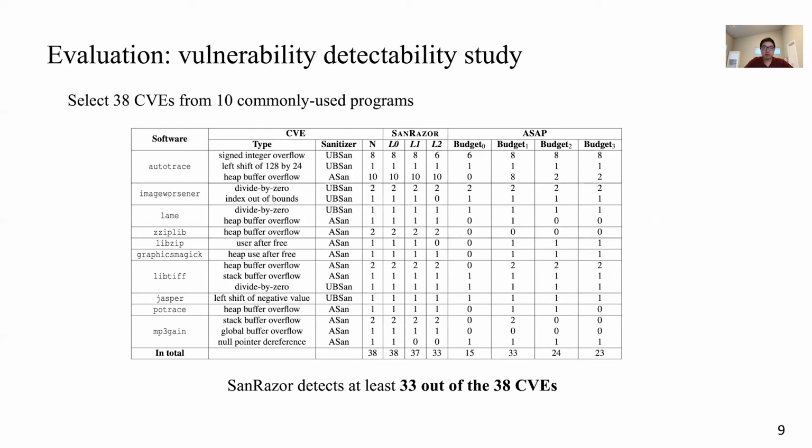Next, we present the vulnerability detectability study of SanRazor. In total, we select 38 CVEs from 10 commonly used programs. Our results show that SanRazor can detect at least 33 out of these 38 CVEs. We also compare SanRazor with ASAP, which is a tool reducing sanitizer checks based on their cost.